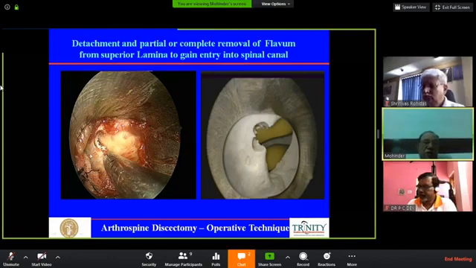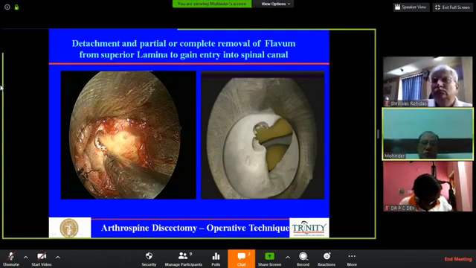So once you have a good endoscopic view, you should be able to see the superior lamina. You should be able to see the flavum right in the center, and you should be able to see the facet at 6 o'clock position and the midline at 12 o'clock position, right?